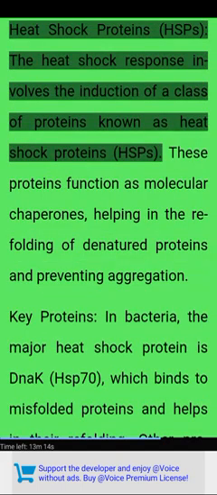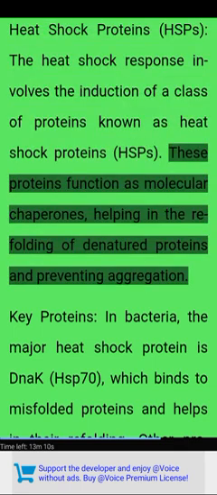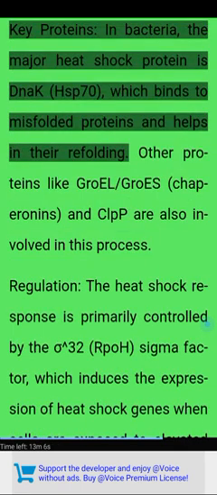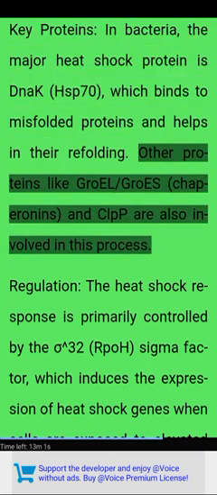Heat shock proteins (HSPs). The heat shock response involves the induction of a class of proteins known as heat shock proteins, HSPs. These proteins function as molecular chaperones, helping in the refolding of denatured proteins and preventing aggregation. Key proteins. In bacteria, the major heat shock protein is DnaK (HSP70), which binds to misfolded proteins and helps in their refolding. Other proteins like GroEL, chaperonins, and ClpP are also involved in this process.